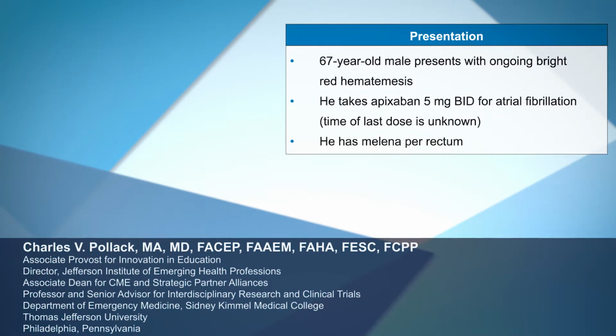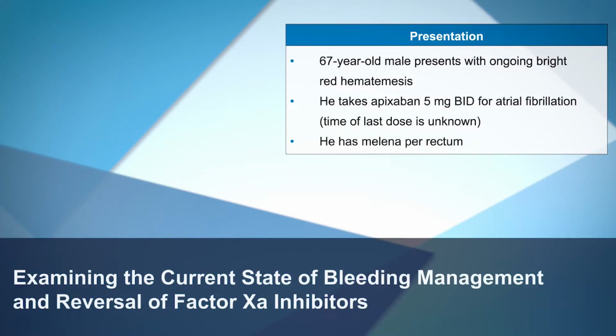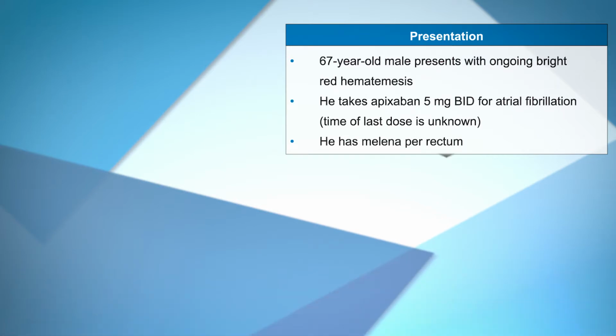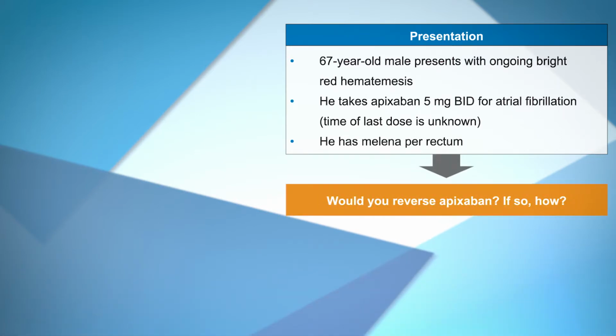So let's look at the current state of bleeding management and DOAC reversal. Remember our patient, 67-year-old male, ongoing bright red hematemesis. He's on apixaban, he's got melena. The question is, would you reverse the apixaban? And then the really important question to follow is, if so, how are you going to do it?